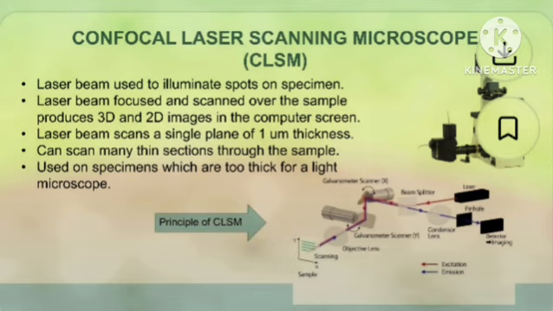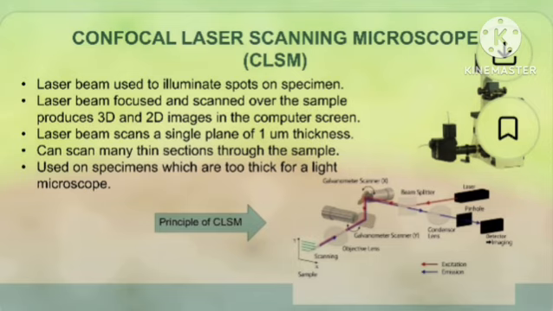And next slides, confocal laser scanning microscopy, CLSM. The laser beam is used to illuminate spots on specimens. You see the principle of CLSM: it is used on specimens which are too thick for a light microscope. It produces 3D and 2D images on a computer screen.